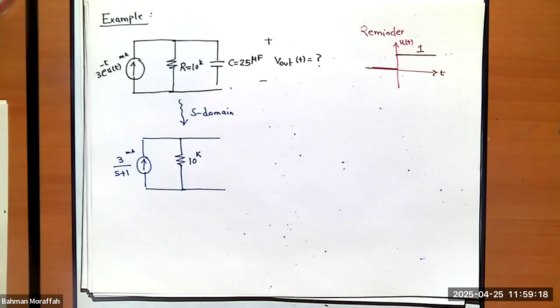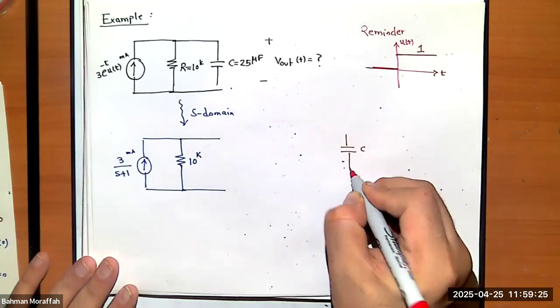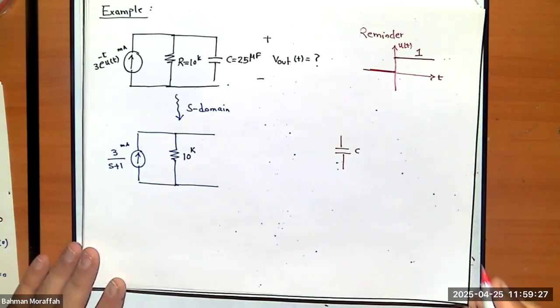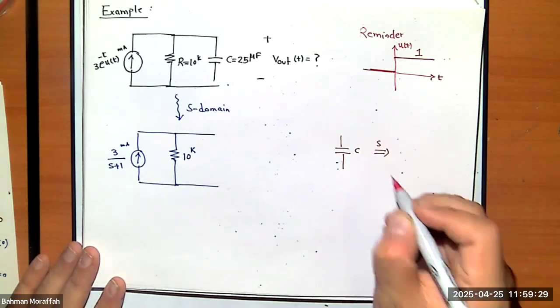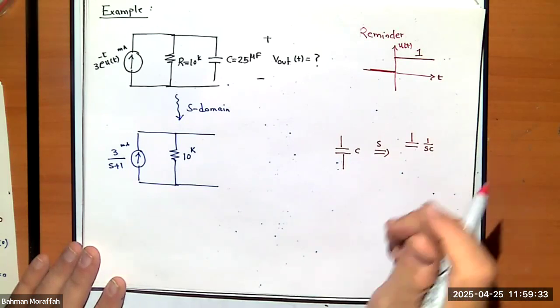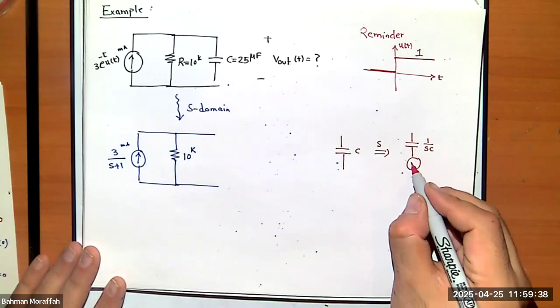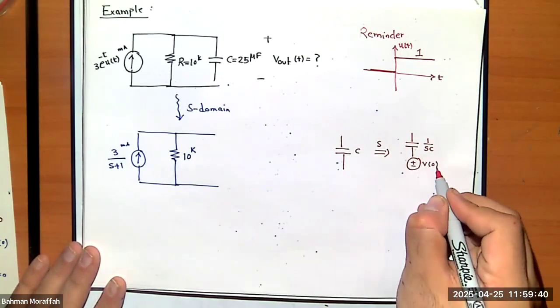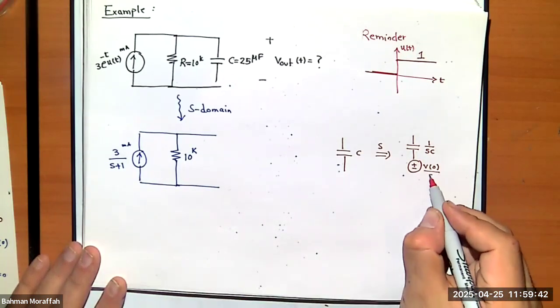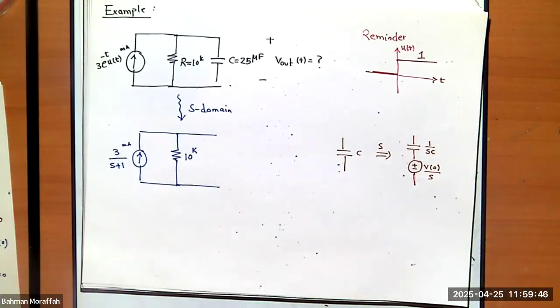How about this capacitor? What is happening to a capacitor? Well, if I have a capacitor with value C, if I go to S domain, it becomes 1 over SC, right? Followed by a voltage source evaluated at 0 divided by S. Right? We know that.